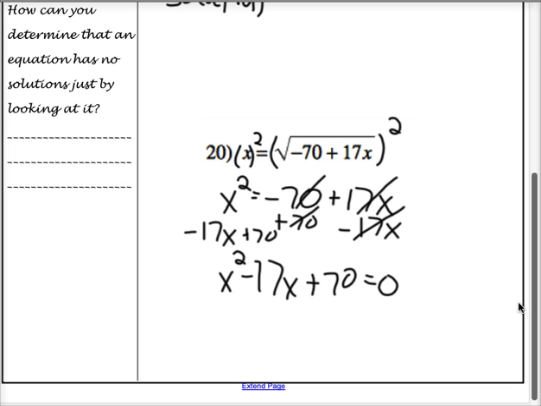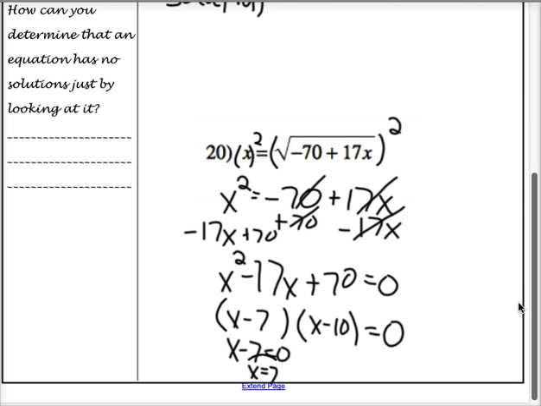So now we need to finish solving this. We need to factor this. Well, in factoring this, it looks like we are going to get x minus 7 and x minus 10. So when we solve each of these pieces, I set it equal to 0 and solve, so I get x equals 7 and x equals 10.